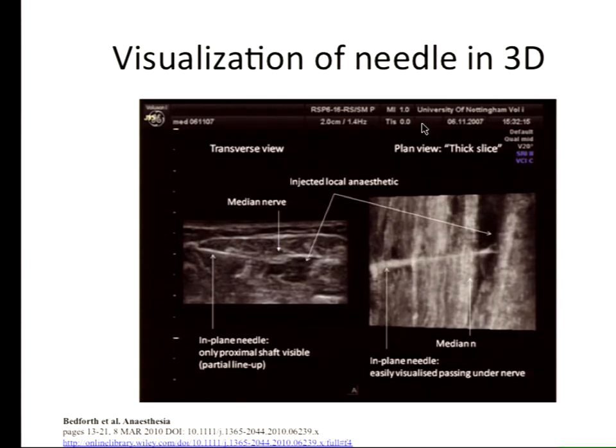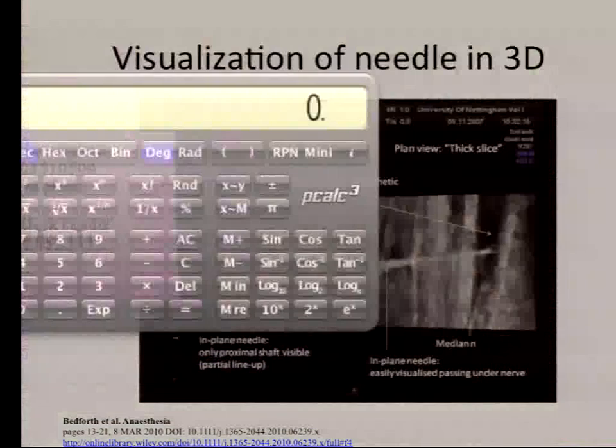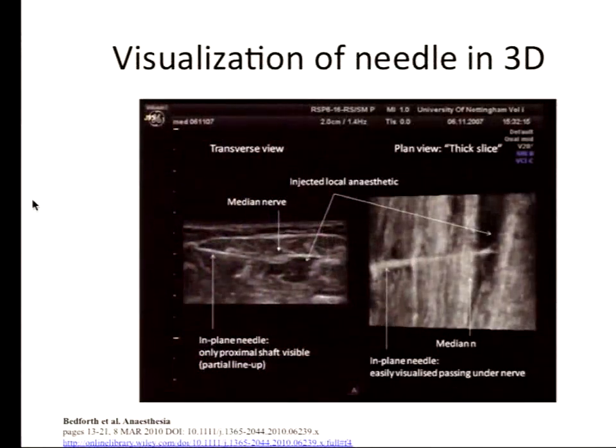So for example, in this article, they showed the visualization of the needle tip, even though in the conventional 2D image, it was hard to see the tip of the needle. You can see the proximal part of the needle, but the tip of the needle is underneath the nerve, and it's not visible in this plane. But with the 3D image, the plan view, you can actually see the tip of the needle underneath the nerve. So potentially 3D could be useful.